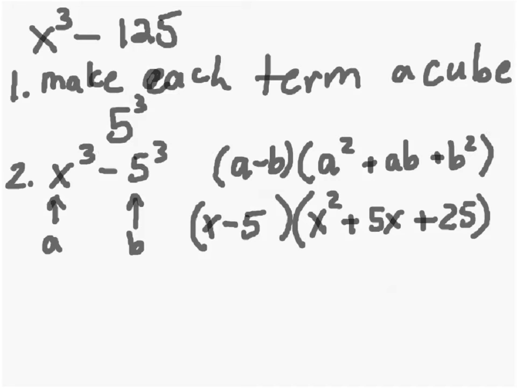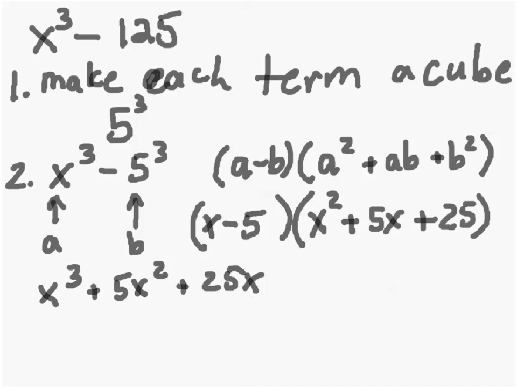So in order to understand it, let's multiply it out and see what happens. So we have x minus 5 times x squared plus 5x plus 25. So x times x squared gives us our x cubed back. Then x times plus 5x gives us plus 5x squared. And then x times our 25 is plus 25x.